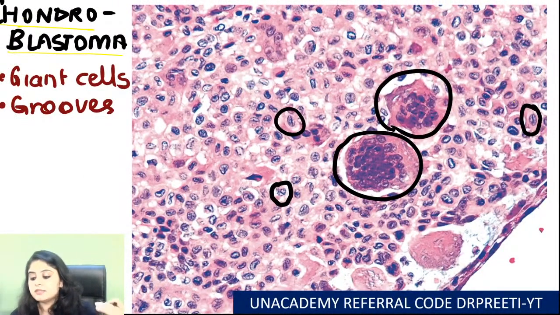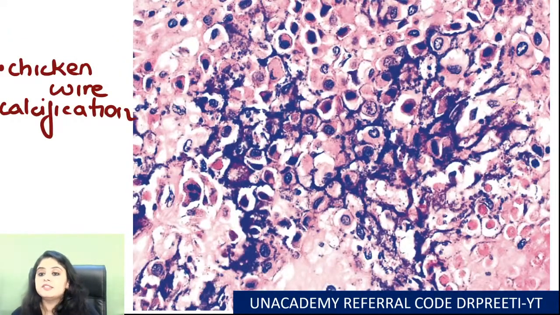Who will tell me the third and the most important? Very good, Dr. Vikas, Dr. Ruhan, Dr. Mary, excellent. Third point is it shows us chicken wire calcification. So what is a chicken wire? It's a fence that they make to stop the chicken, obviously. So it's like a fence that they have made. The fence looks somewhat like this. That's the shape of the fence.